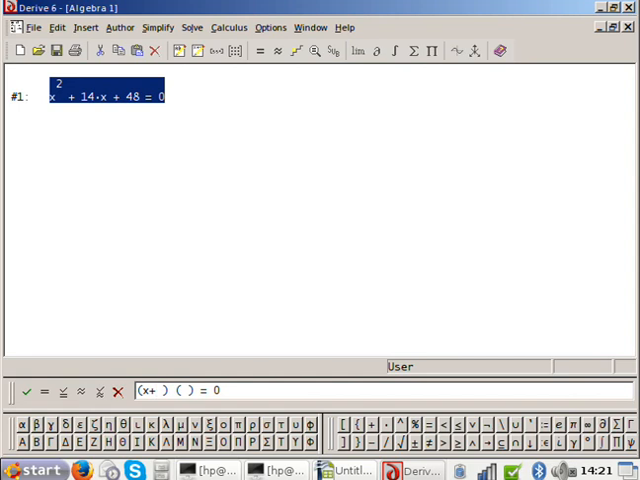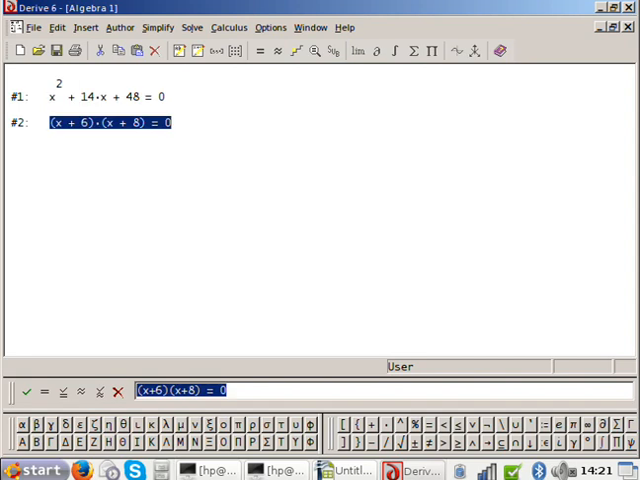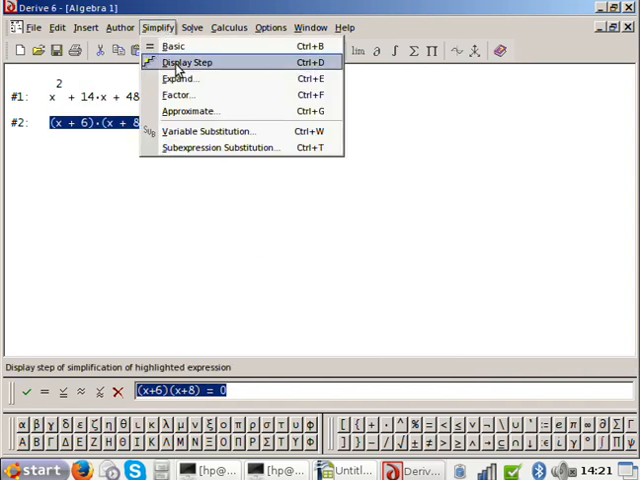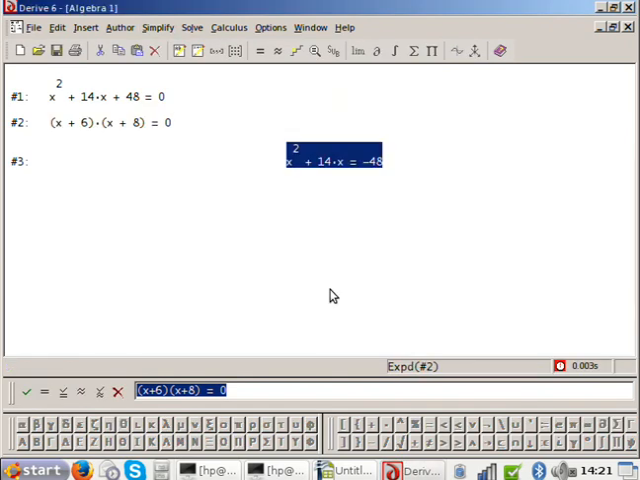x plus 6 we think, yeah? And x plus 8. 6 and 8, is that right? Yes. Well, I can actually check if it's right because I can expand here. And it is right, it's the same thing.